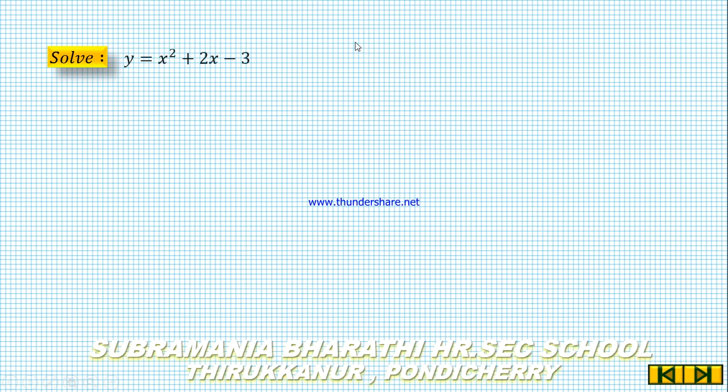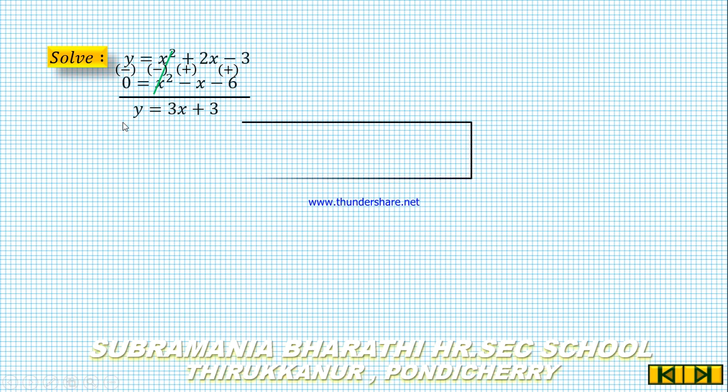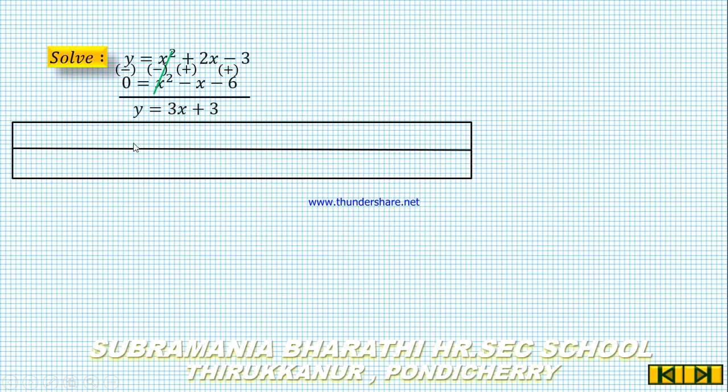Already I told you at the beginning that the question is wrong. You want to change this like 0 is equal to x square minus x minus 6. We want to interchange the signs. There is a minus, here plus, here also will be plus because minus changes into plus. Now minus x square plus x square will be cancelled. Now y is equal to plus 2x plus x, that is plus 3x, and minus 3 plus 6 is plus 3. Again we want to draw the graph for this, y is equal to x plus 3.